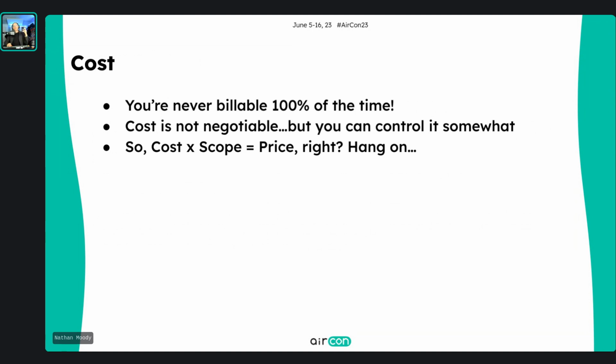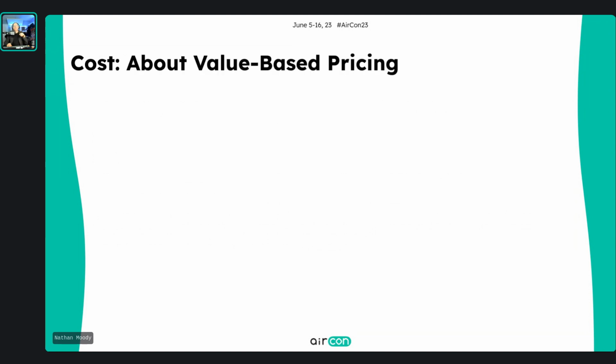So if you think of it this way, cost times scope should equal price, right? You know how much it costs you to work for a certain amount of time. A scope will determine how much time you're going to be working. That should be your price. Well, not quite, because of that equation we looked at a few slides back, which we'll come to shortly.